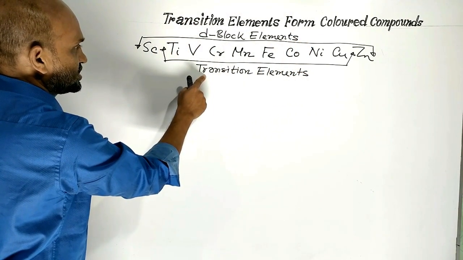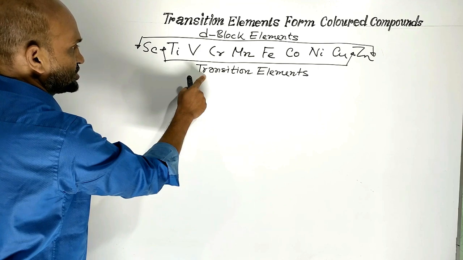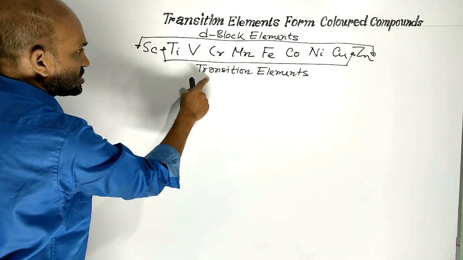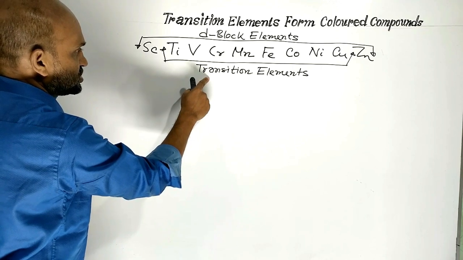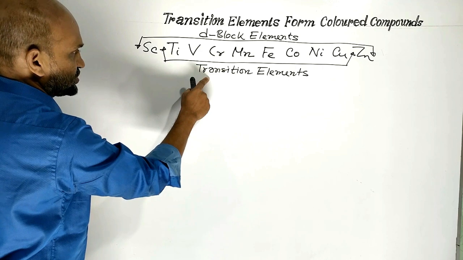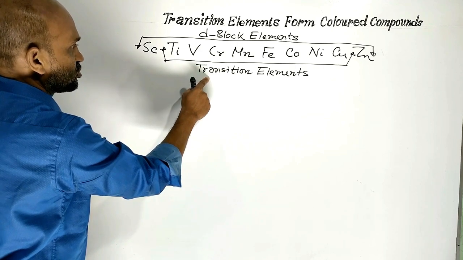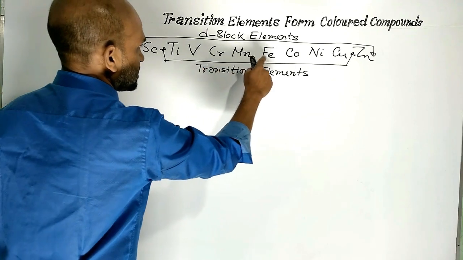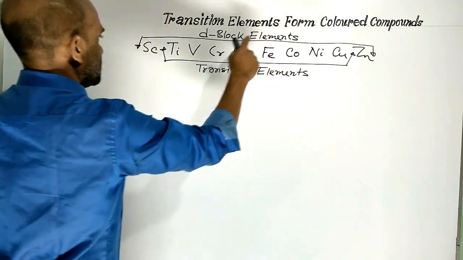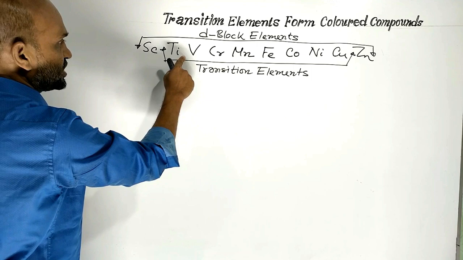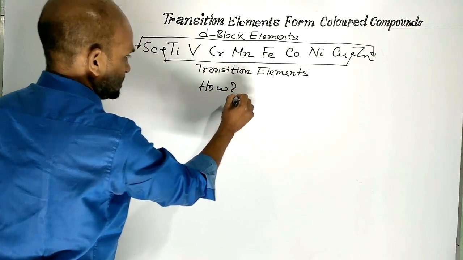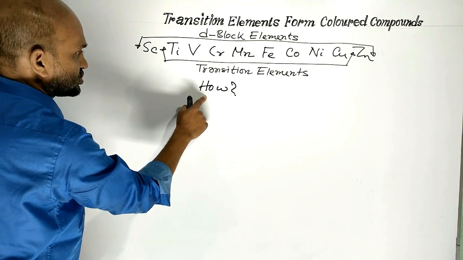D block elements and transition elements: this matter has been discussed in detail in the previous lesson. What are D block elements and what are transition elements? This has been clarified thoroughly in the previous lesson. In this lesson, we are going to learn how transition elements form colored compounds.